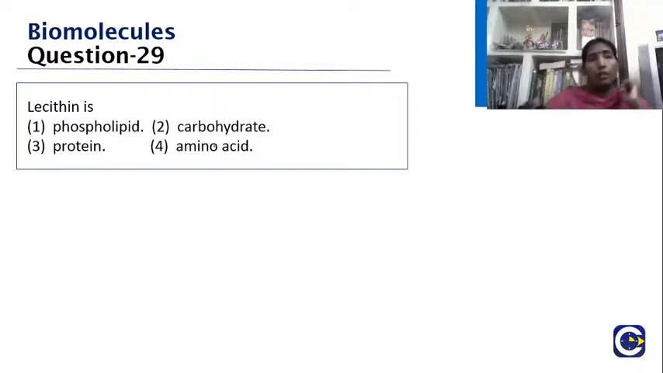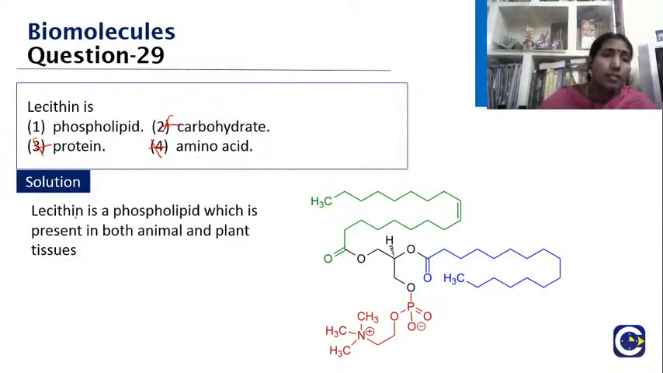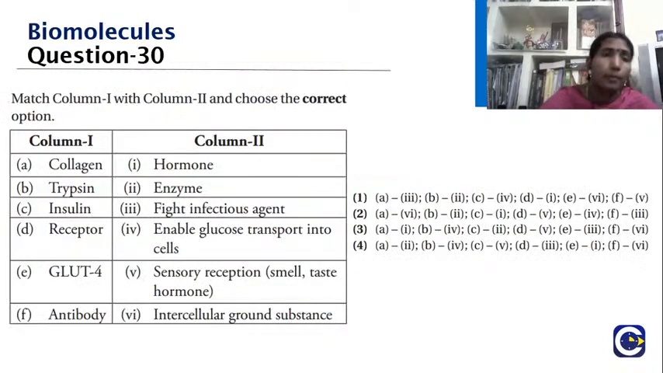Excellent. Next, a very direct question. Lecithin. Lecithin is a phospholipid, carbohydrate, protein, or amino acid? So what should be your answer? Lecithin is definitely not a carbohydrate. It's not a protein, not an amino acid. So what should be your answer? It's a phospholipid. You can see the compound here, and see how it is attached. It is present both in plant and animal tissue. So that is where lecithin has got its importance. So it's a phospholipid.